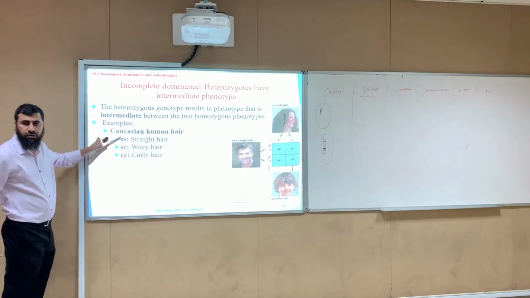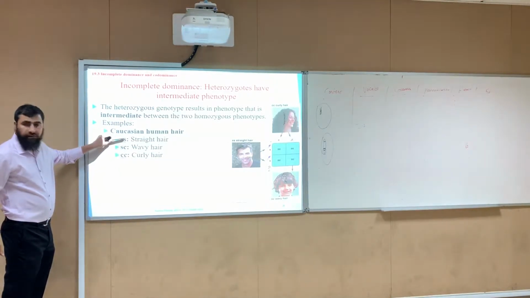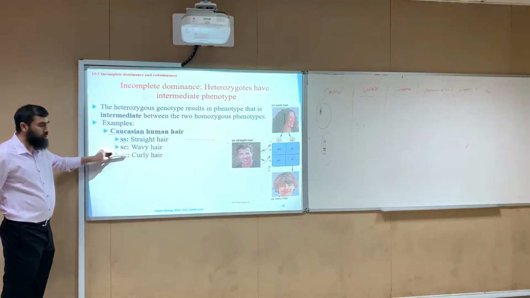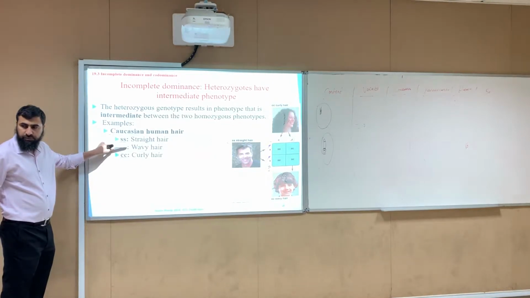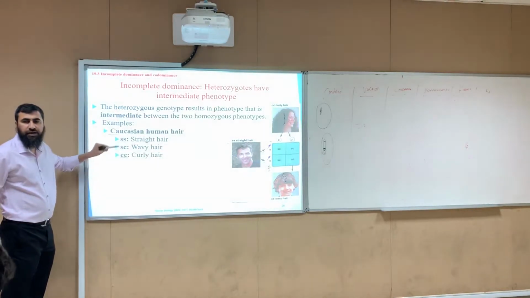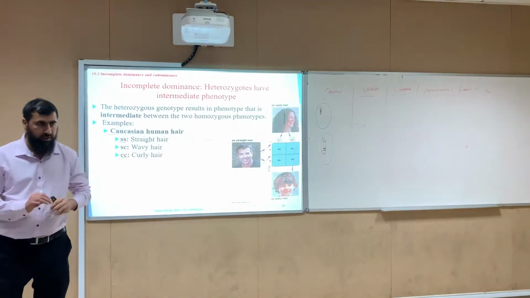When they are in homozygous form, they show the phenotype, so straight or curly. But when you cross the two, the heterozygous is not dominant of each other. It is an incomplete dominance where you get an intermediate between the two.